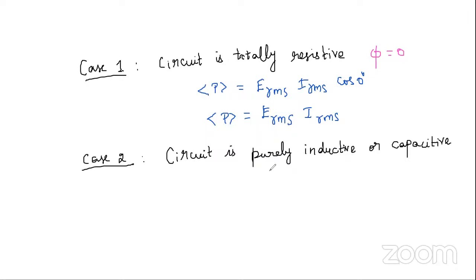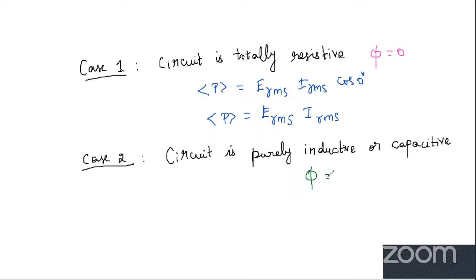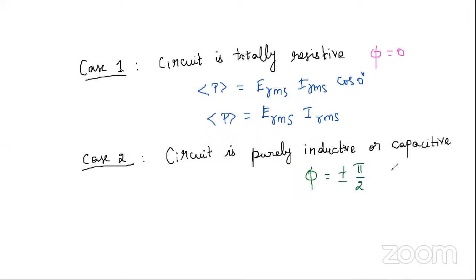Now tell me, students, what is the value of phi when the circuit is purely inductive or capacitive? It should be plus or minus pi by 2, right? So that means your average value of power is equal to 0, because when you put pi by 2, cos 90 degrees will be 0. So the power will be 0.